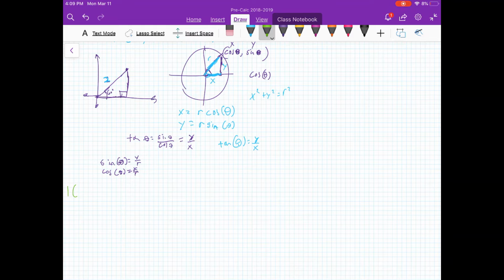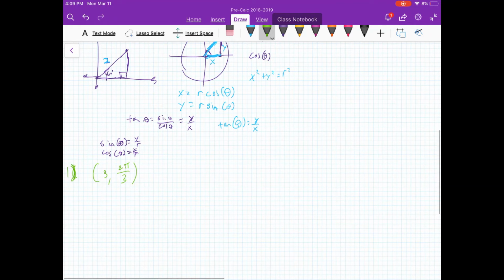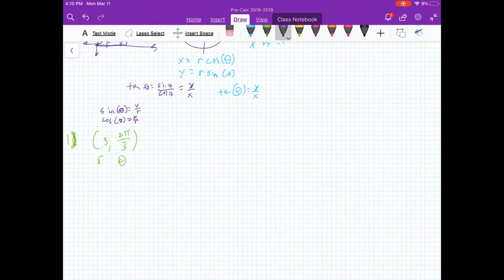This is example 1. If we have the polar coordinates of a given point, we need to find its rectangular coordinates. So we're given the point 3 and 2 pi over 3, and we're trying to find the rectangular coordinates of this. So remember, the radius would then be 3, and theta would be 2 pi over 3. And we can think about this conceptually if you wanted to truly iron it out that way.